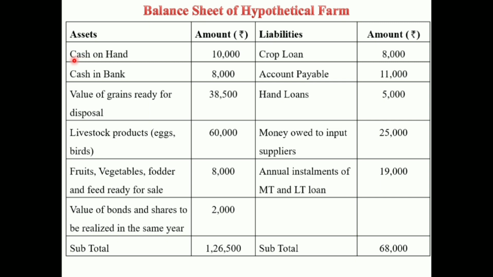Current assets are cash on hand, cash in bank, value of grain ready for disposal, livestock products that is eggs or birds, fruits, vegetables, fodder, feed ready for sale. Then the value of bonds and shares to be realized in the same year are the current assets. And current liabilities are crop loan, accounts payable, hand loan, money owed to input supplier, annual installment of medium-term and long-term loan.